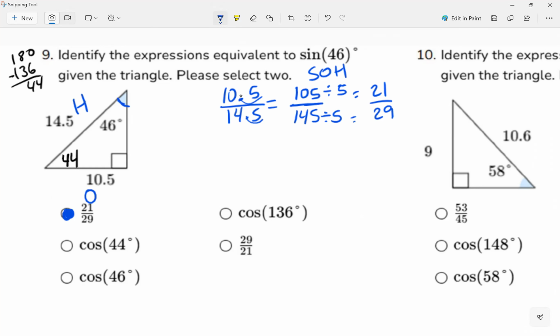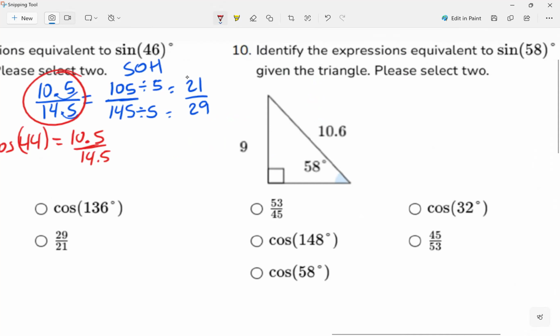Now, interesting though, I see cosine. I'm like, why cosine? However, what if I was to go and say from 44 degrees, so my theta was here, wouldn't that change my hypotenuse stays my hypotenuse, but wouldn't that change this to adjacent? Because the opposite will be this side from the 44 degrees. And I know cosine of 44 is equal to adjacent over hypotenuse. So 10.5 over 14.5. Wait a minute, that is the fraction that I had at the beginning. So another way of writing this is cosine of 44. There you go. That's what I'm going to choose. Okay, I found the two.